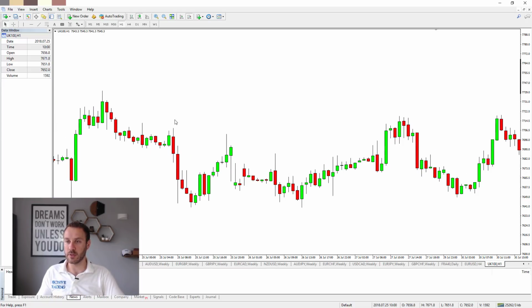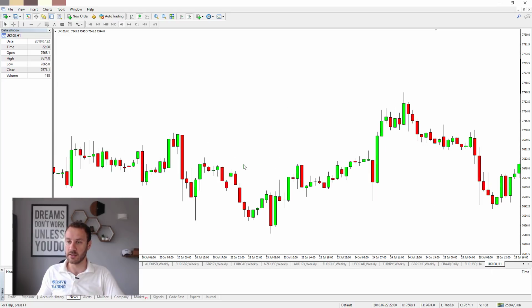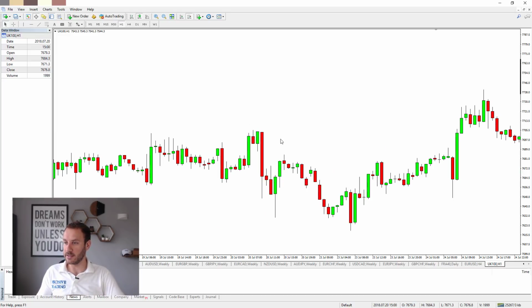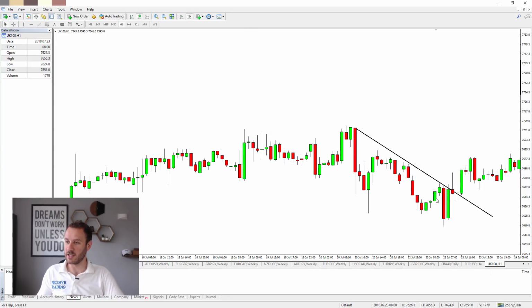Support, support, support. No real descending line. Potentially quite a steep one. The only reason a little bit hesitant is the support level looks like it's here.